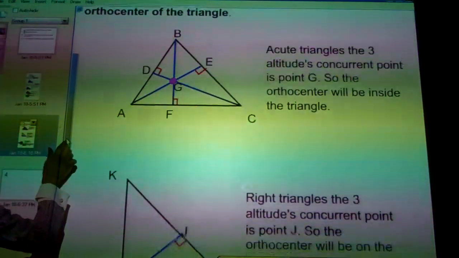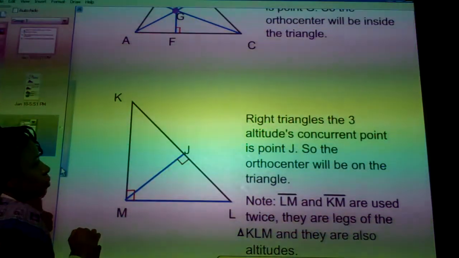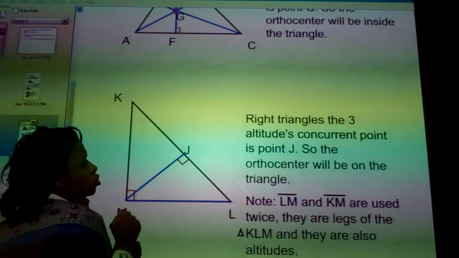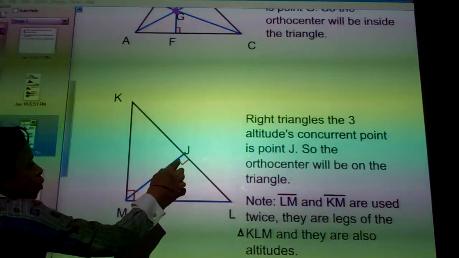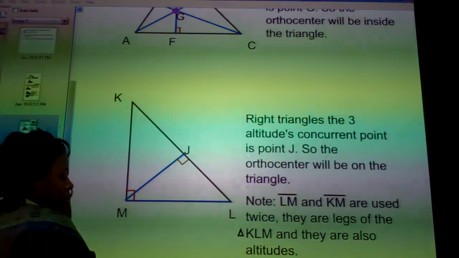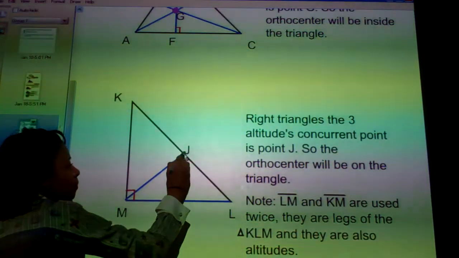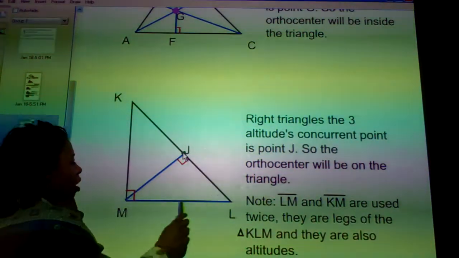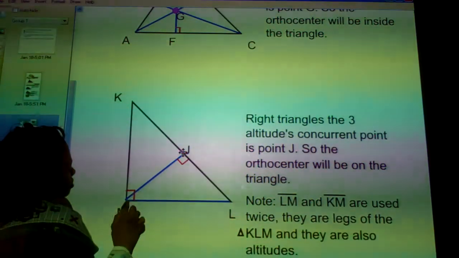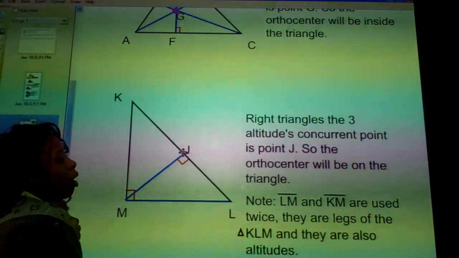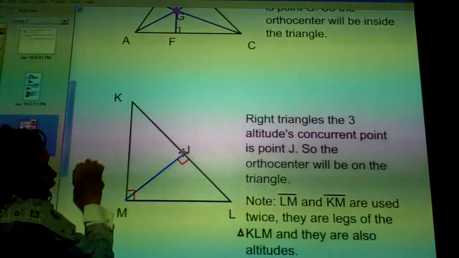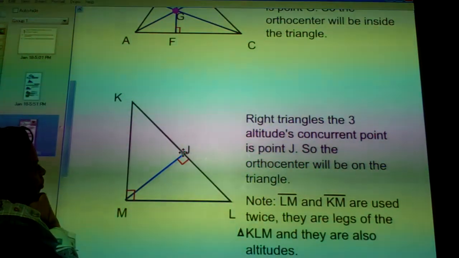Well, if I draw three altitudes on a right triangle, the three altitudes' concurrent point is point J right here. So the orthocenter will be on the triangle. Here it is. Okay? Please know that LM and KM are already used twice. Those are legs of a right triangle for the triangle KLM. They're already right angles.